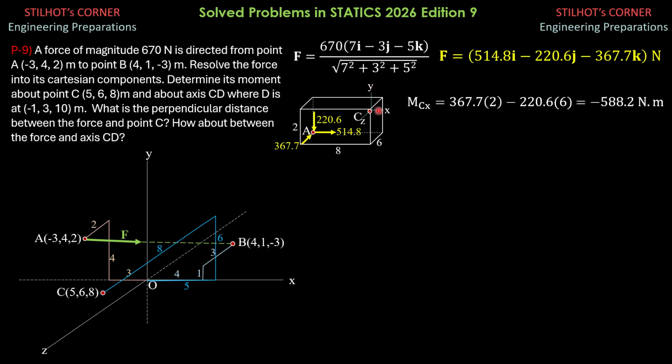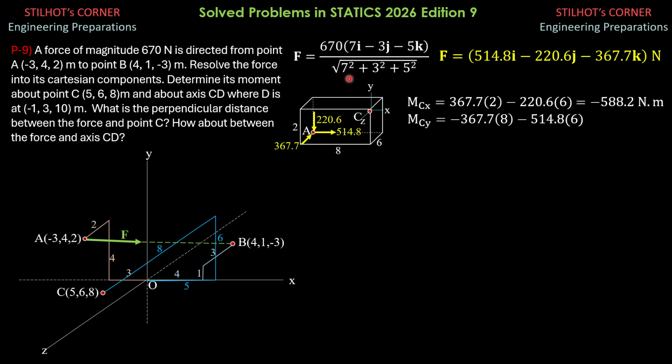MCY, this is the positive sense, so don't include 220.6, it has no moment. So this is the positive sense, so both 514.8 is opposite in sense, so minus, and 367.7 is also minus. So that is 367.7 times 8 negative, then negative 514.8 times 6. That's the moment about CY.